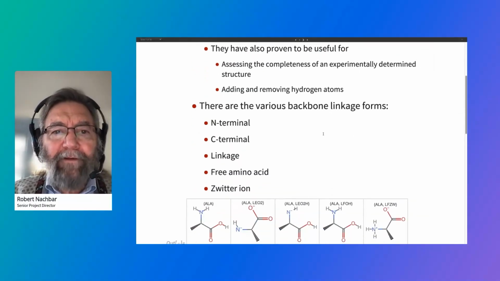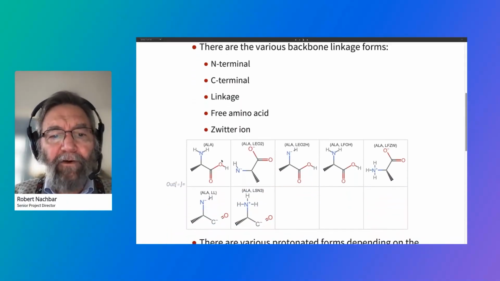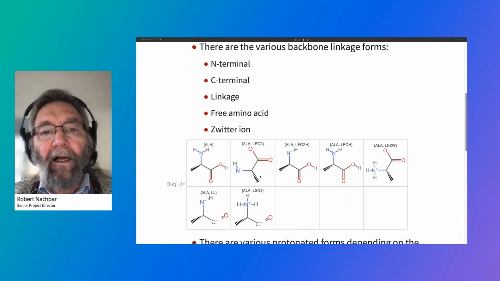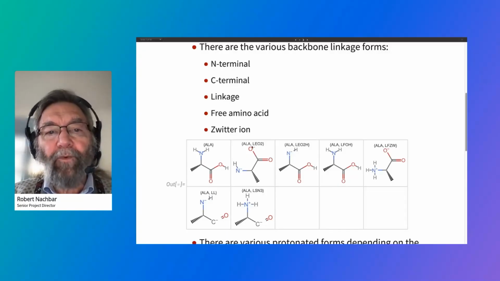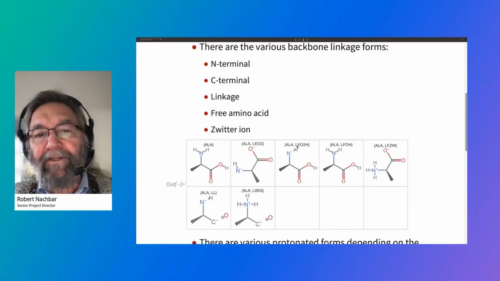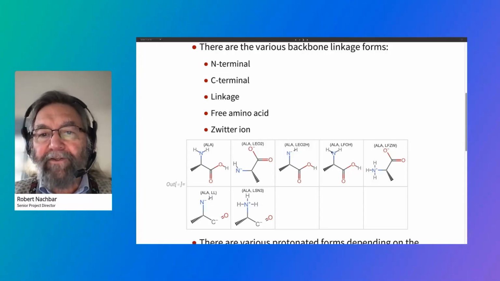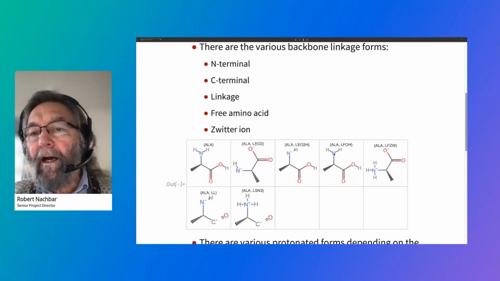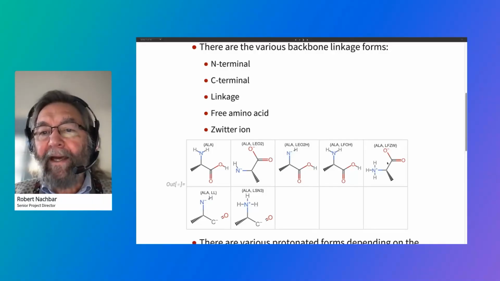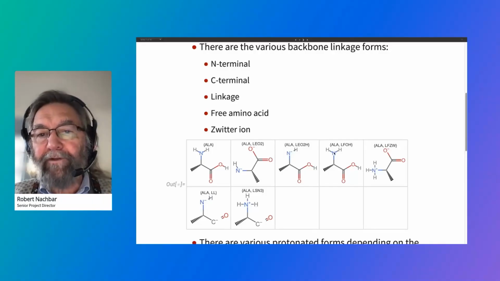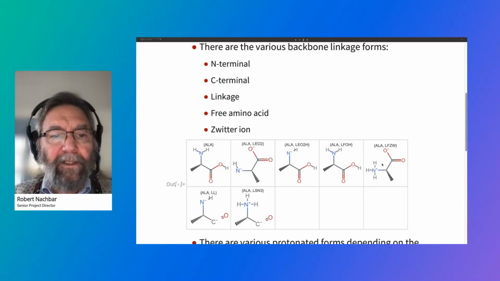And they cover a number of different backbone linkage forms: N-terminal, C-terminal, free amino acids, and zwitterions. Here are the examples for alanine. This one here is the C-terminal one with the carboxyl ionized, and this is the C-terminal with a carboxyl with a proton on it. This one is the free amino acid. So we've got a proton on the carboxyl and just two on the amine. This one is the zwitterion form of that, where the hydrogen on the carboxyl has moved to the nitrogen. So overall, it's still neutral, but it is ionized internally.